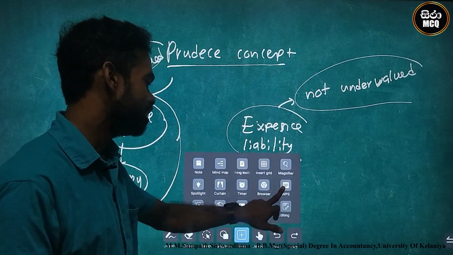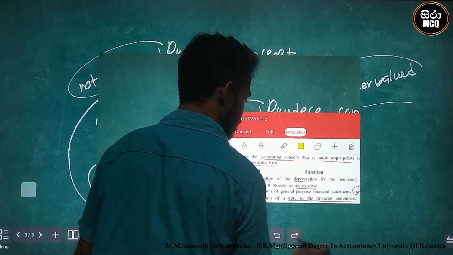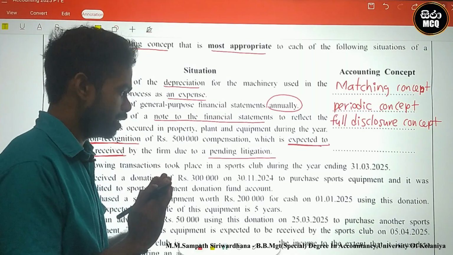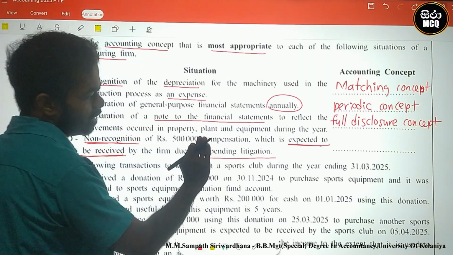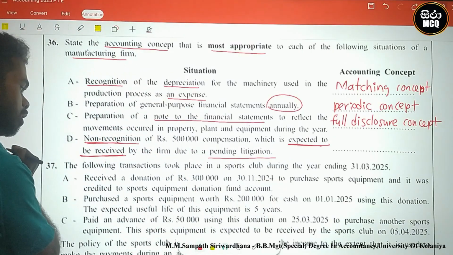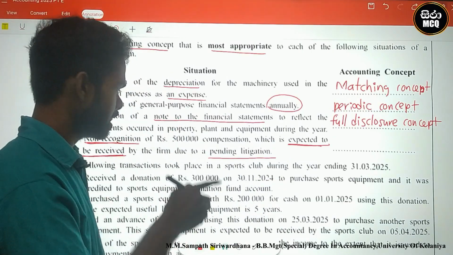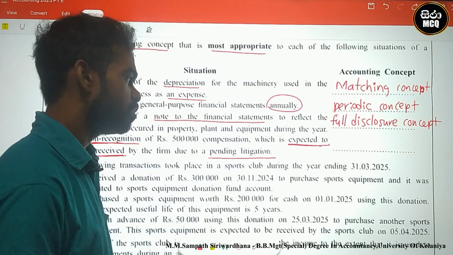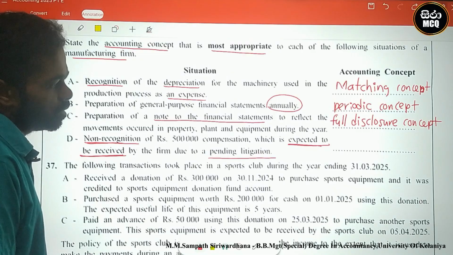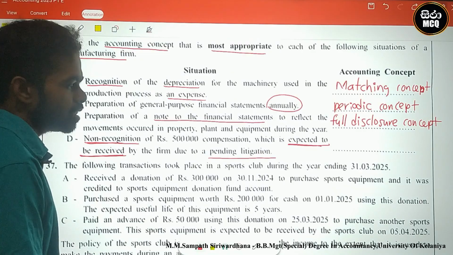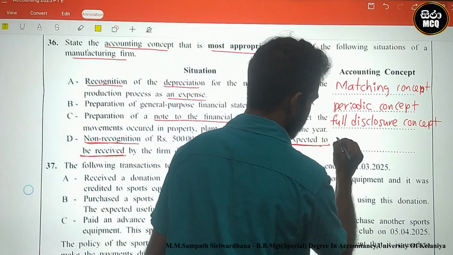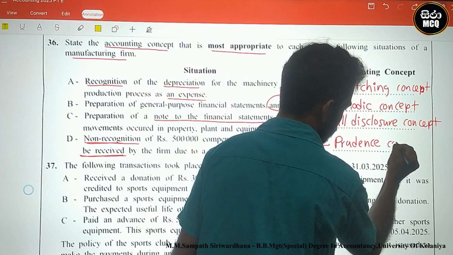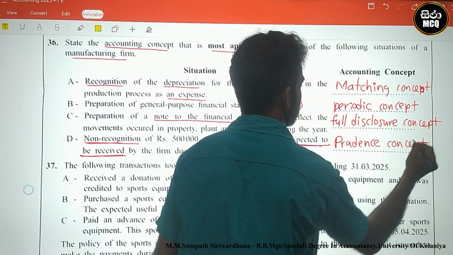Okay, at that point, this is the non-recognition. Non-recognition of the 500 compensation which is expected to be received. This is a pending asset for the firm due to the pending litigation. There is no result there. Therefore, we cannot be sure about this asset. There is the prudence concept. The impacted concept is the prudence concept. This is the answer.